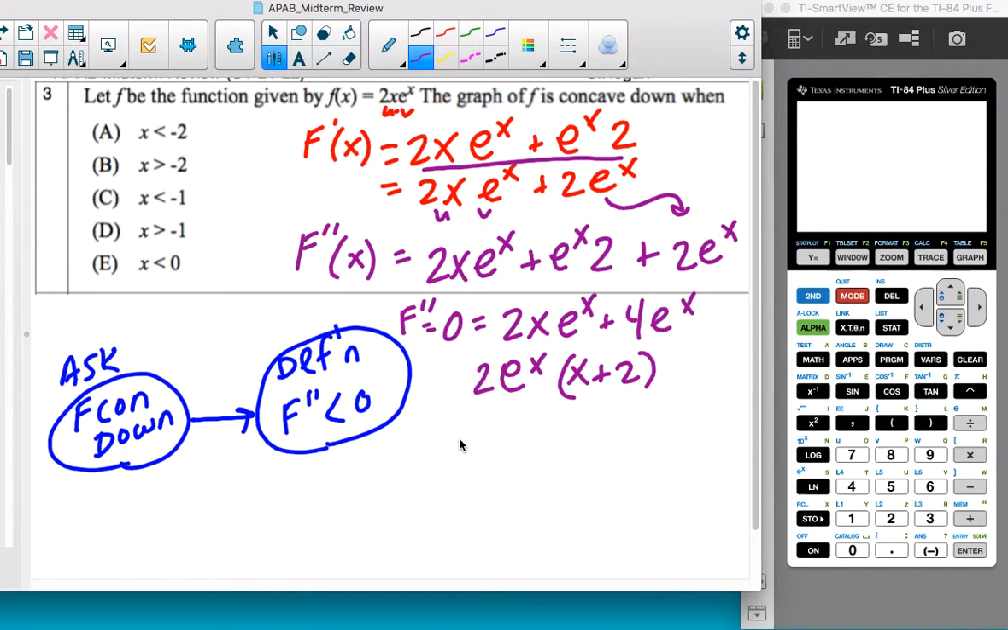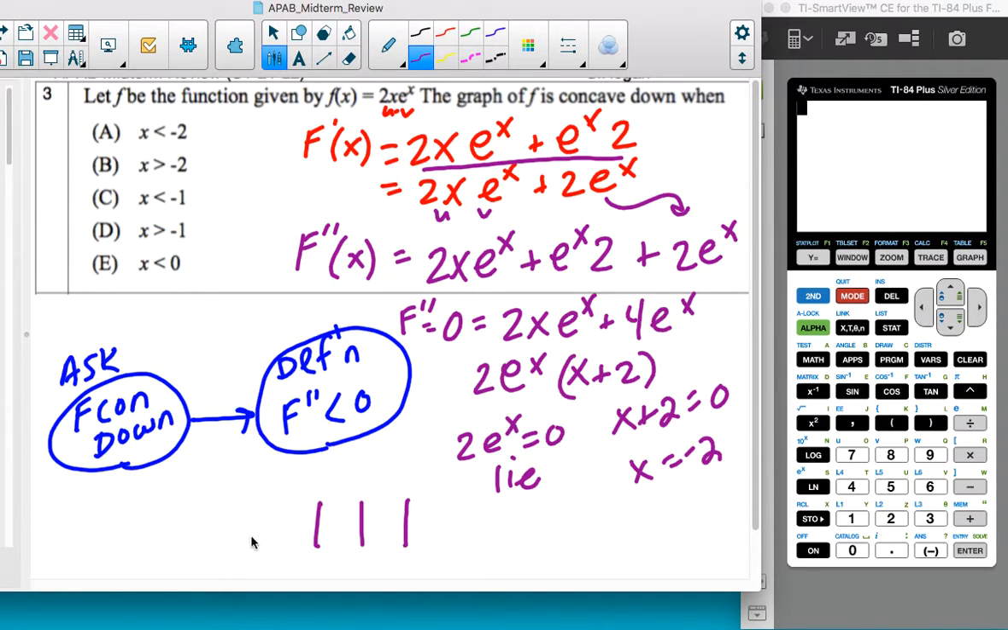And I get that either 2e to the x is 0, well, that is a big fat lie because e to the x is always positive, or x plus 2 is 0, which is going to give me x is negative 2. My only factor that switches signs at all is the x plus 2. You can make the sign chart, but really all that matters is this negative 2, because 2e to the x is always positive, and this is a line with a positive slope, so it's going to start negative and become positive, meaning that my f double prime goes from negative to positive.